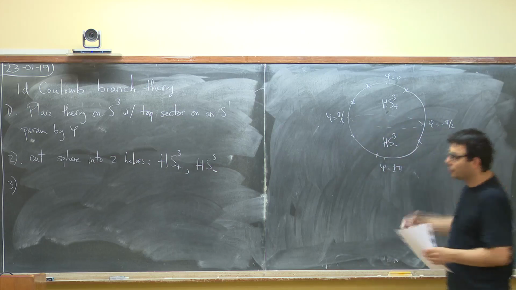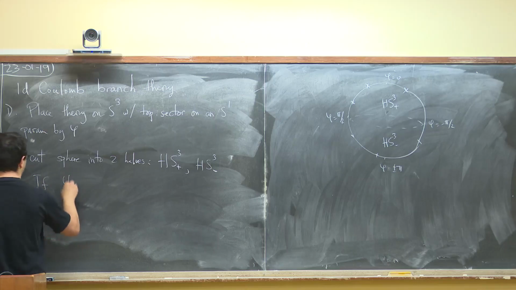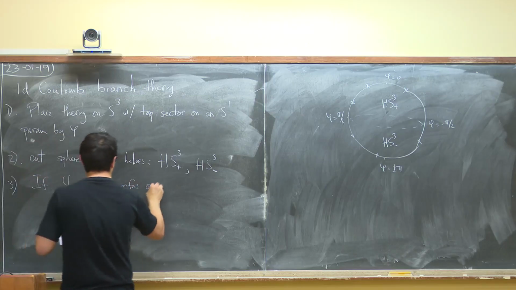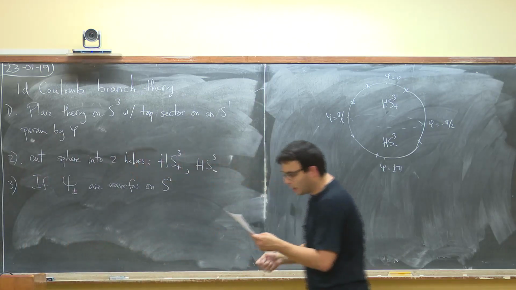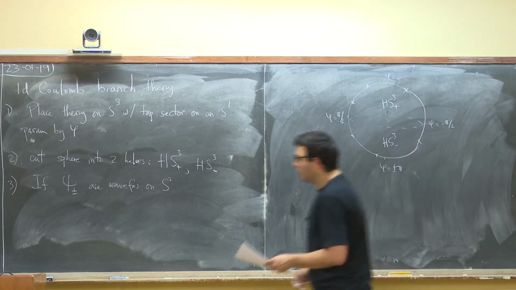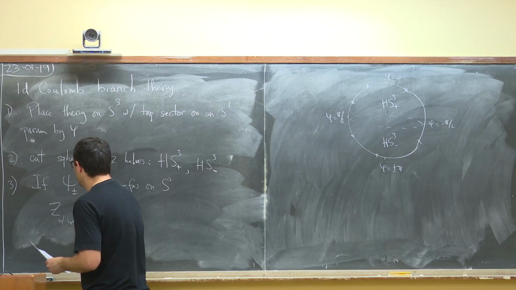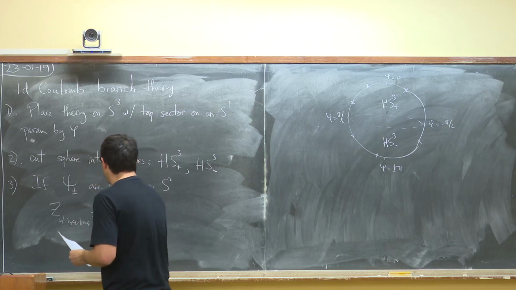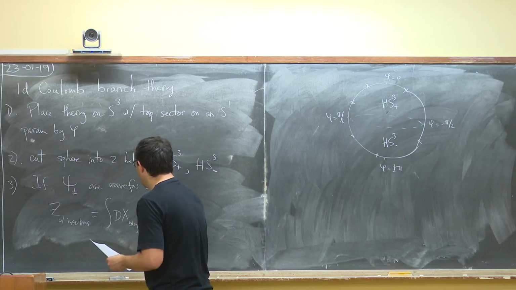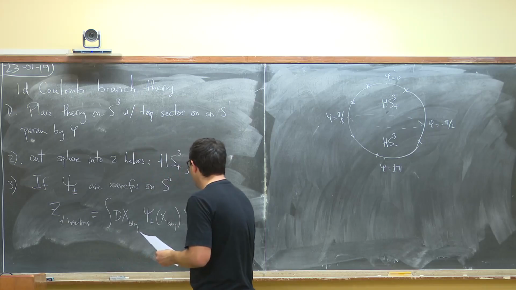So we get something like a wave function on this two-sphere. If psi plus and psi minus are the wave functions on the two-sphere obtained by integrating out the theory on the upper hemisphere or on the lower hemisphere, then the partition function with insertions is just an integral over the boundary values of the fields, of psi plus of x boundary times psi minus of x boundary.